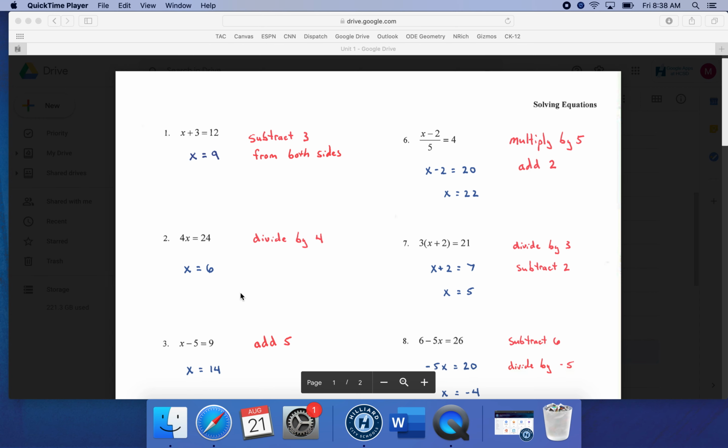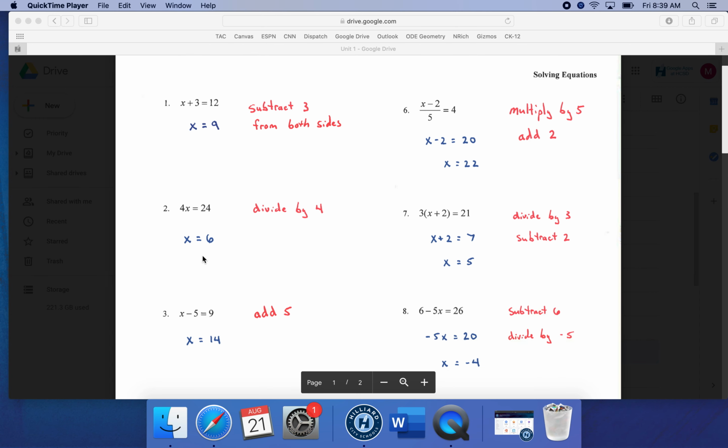In this case, you pick what you do based on the equation. Okay, so over here on number 2, I have 4x equals 24. Well, 4x is really 4 times x. So I want to get rid of that multiplication, so I'm going to use division. I'm going to divide both sides by 4.